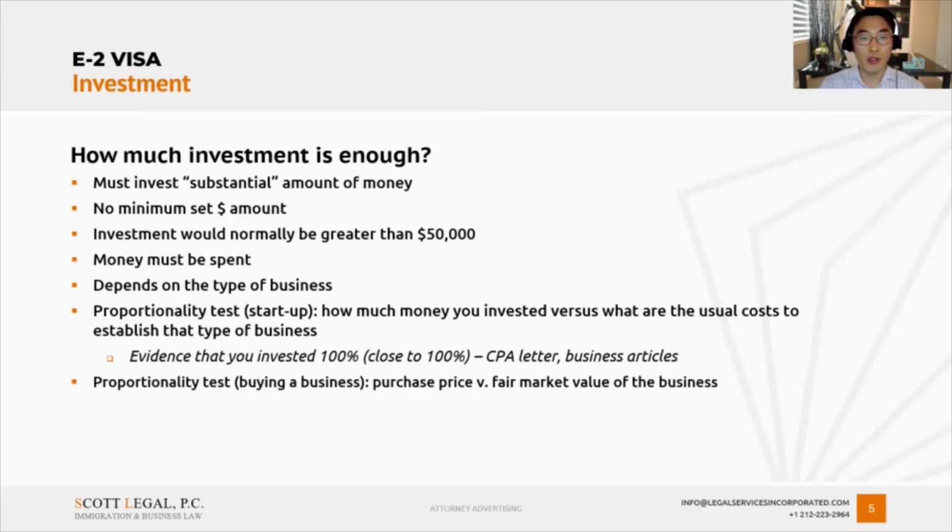If we are buying a business, you may wonder what counts as a substantial amount. Then usually it is fair market value. To find out, you may check how much the fair market value of the business is that you are going to buy. You may hire a business appraiser to get an evaluation report, but usually it's not required.